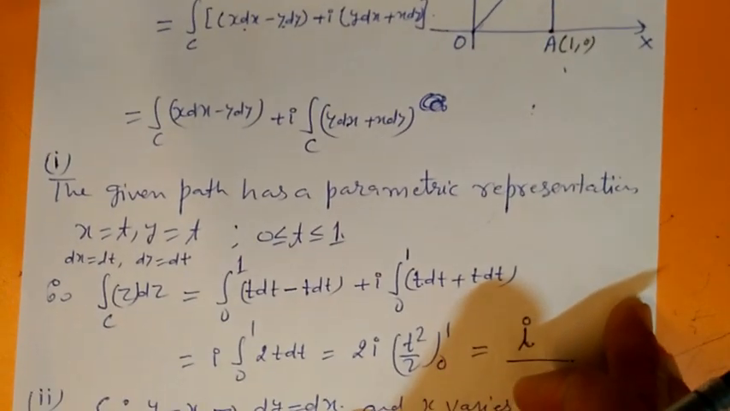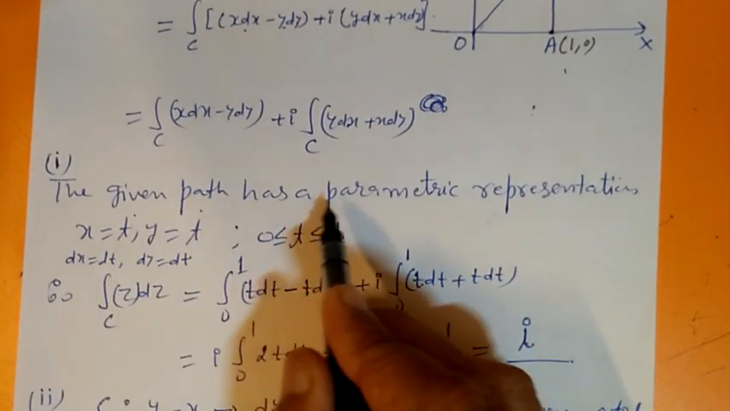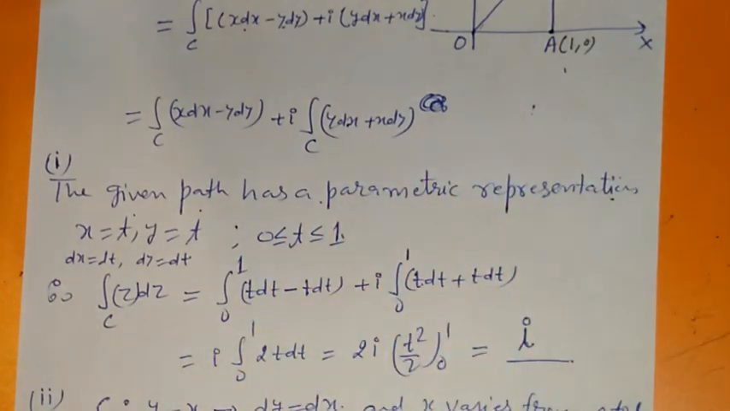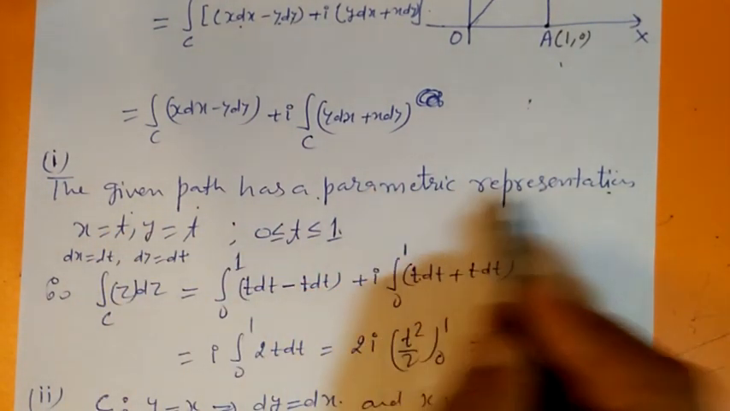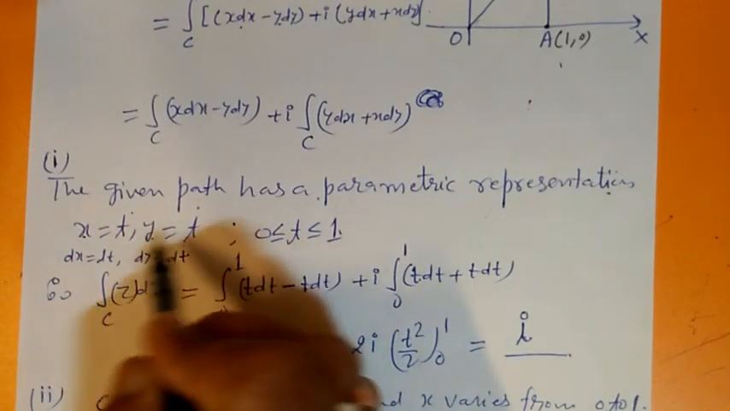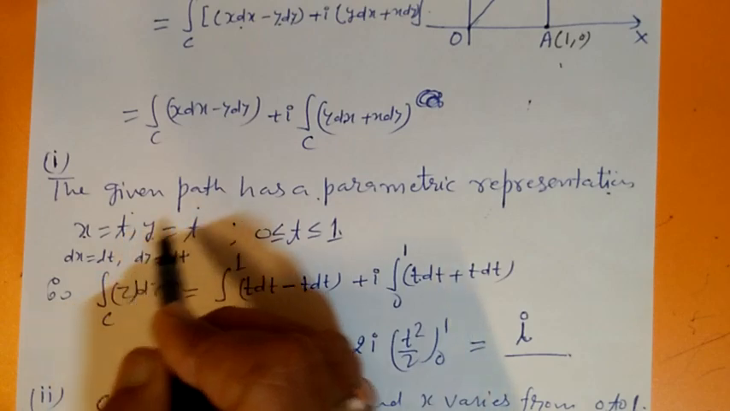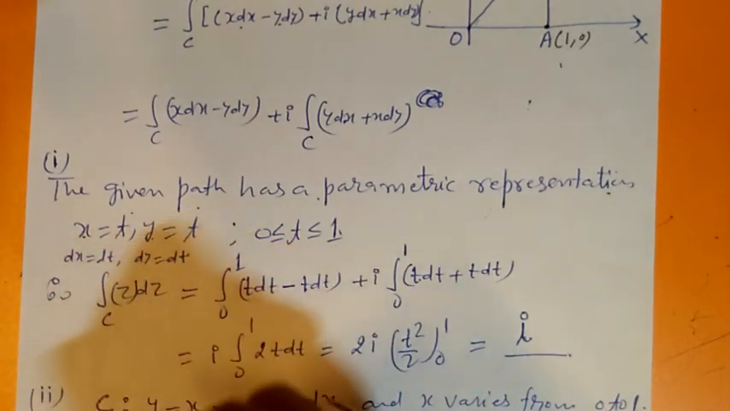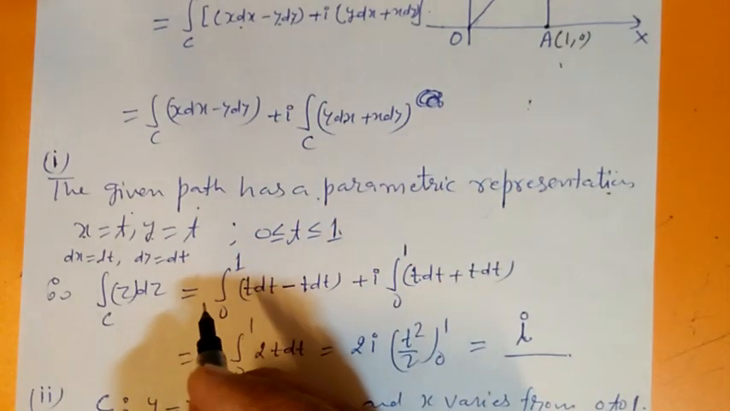Method 1: the given path has a parametric representation. Earlier I told you x is equal to phi of t and y is equal to psi of t. So here we take the parametric representation x is equal to t and y is equal to t, meaning x is equal to phi of t and y is equal to psi of t, so these satisfy the curve's own equation.